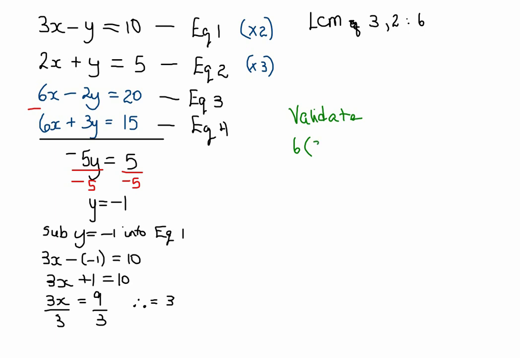So 6 times 3 plus 3 times negative 1. So this will give me 18 plus negative 3, which is positive 15. So we see that it works out, so we know that our solutions are correct. So we get that x is equal to positive 3 and y is equal to negative 1.